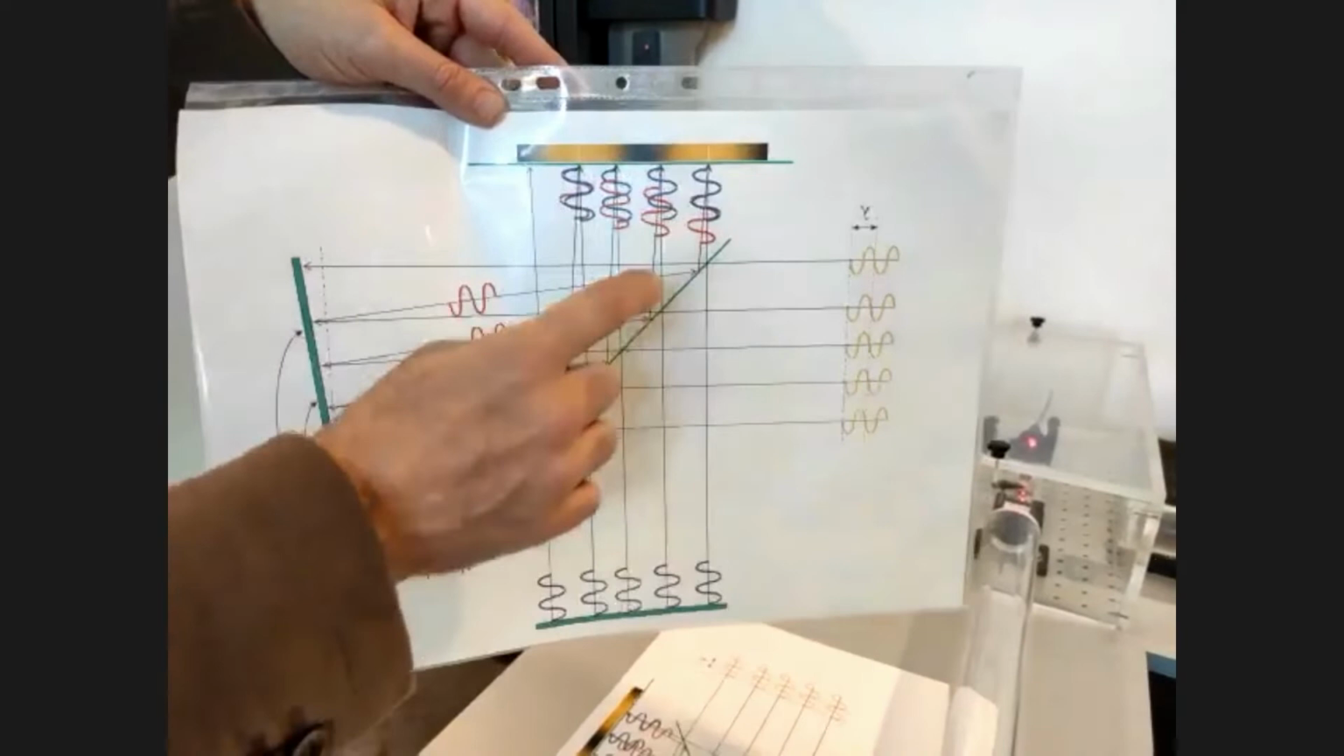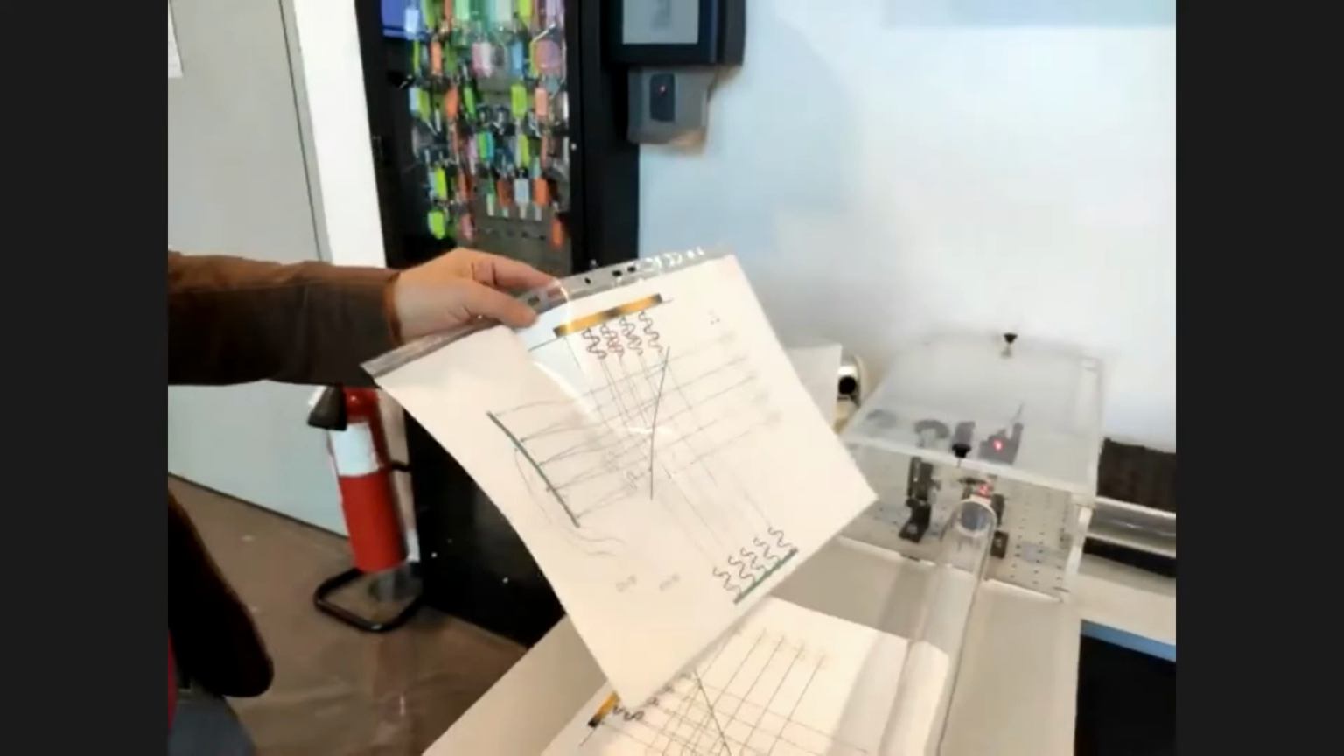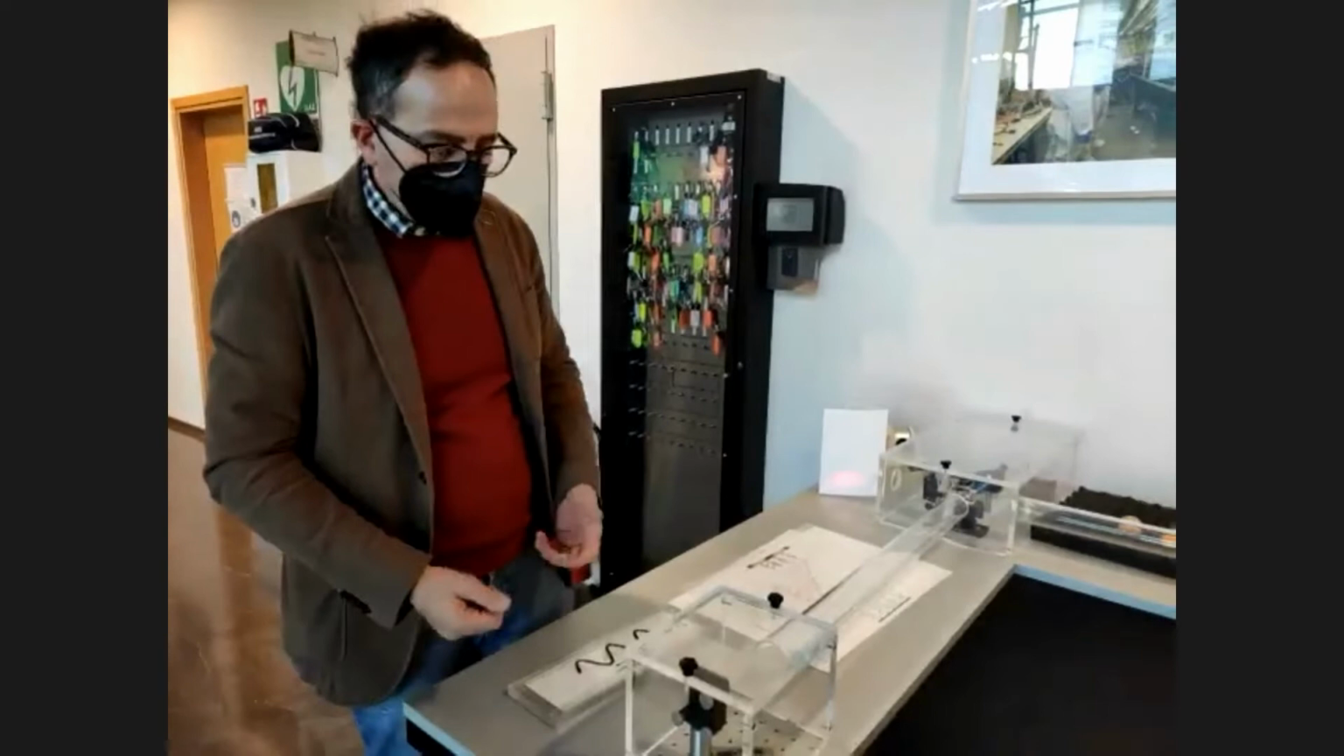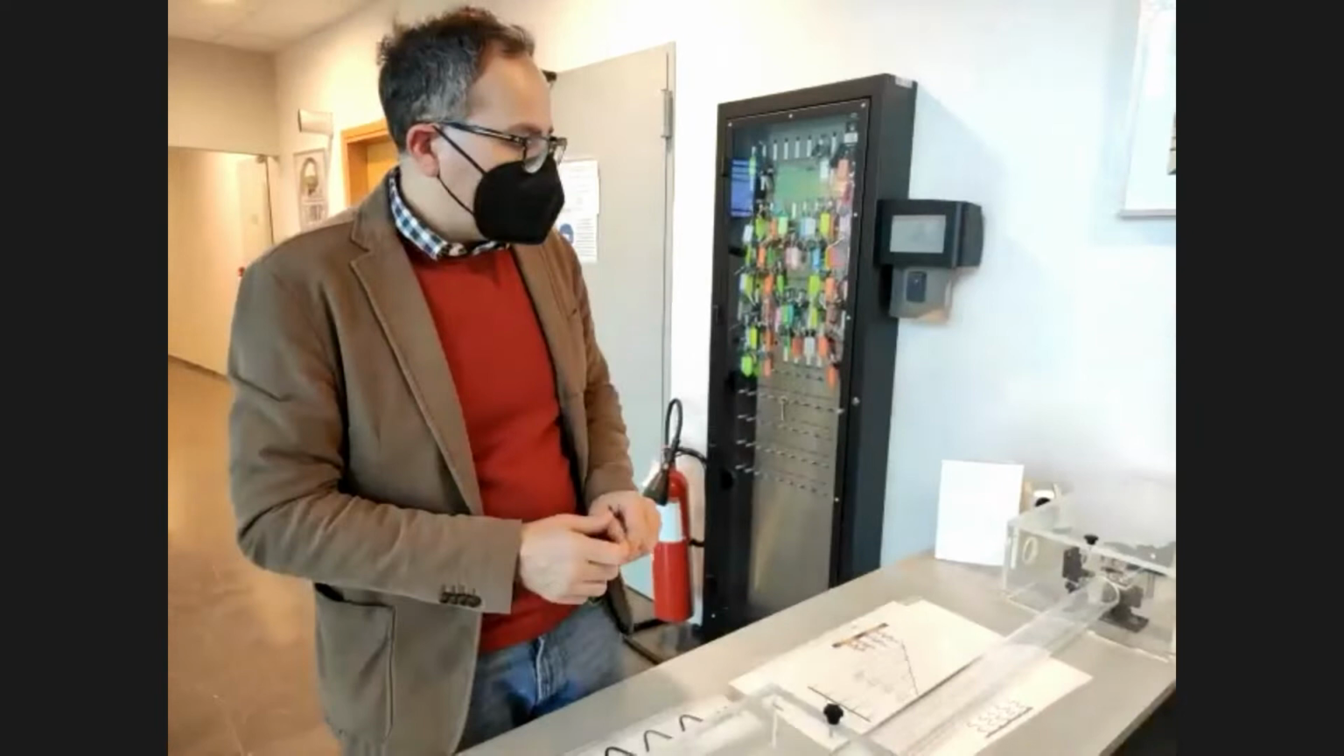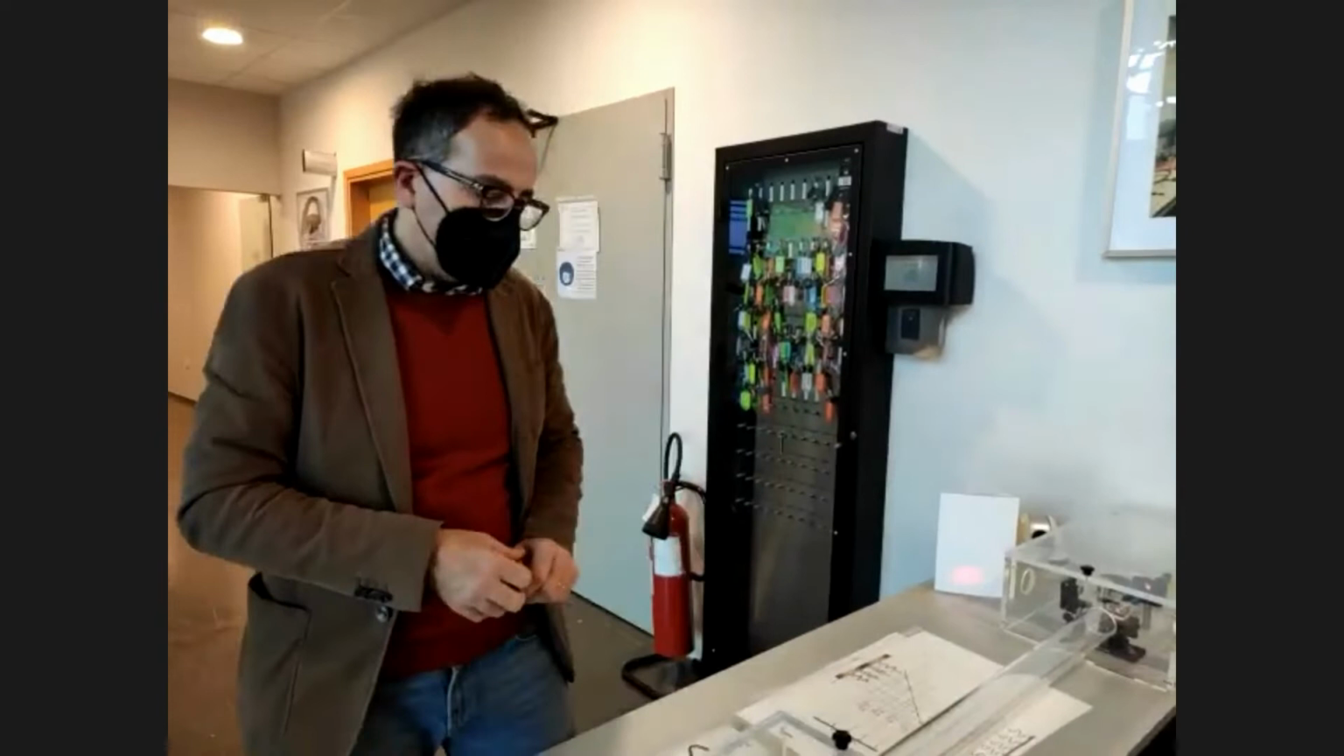So this device is very sensitive, but at the moment you see it's very sensitive also to what we call noise, seismic noise or acoustic. So if I speak, also the air that is along the path of the laser is vibrating, and this is also producing changes in the position of this spot.